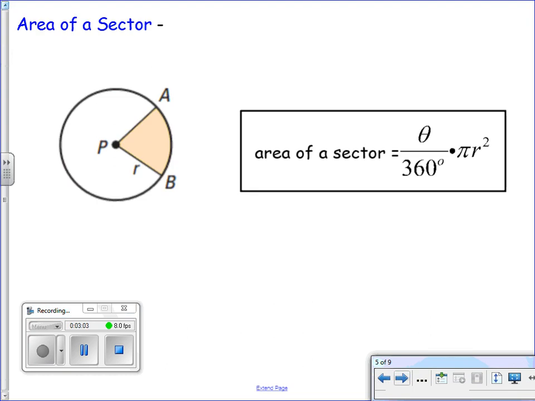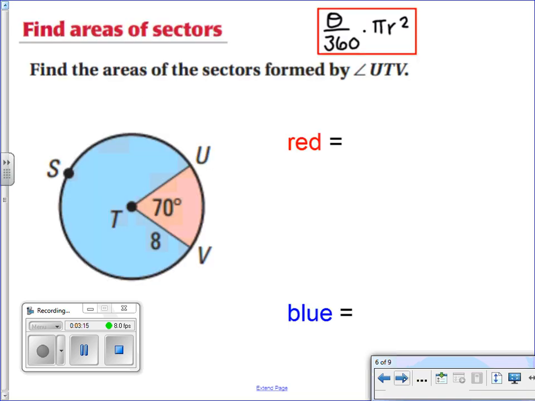Next, we are going to find the area of a sector. The area of a sector, the equation is theta divided by 360 times pi r squared. So we want to find the areas of the sectors formed by angle UTV. So we have two sectors here. We have the blue sector as well as the red sector. So we are going to want to find the area of both of them.